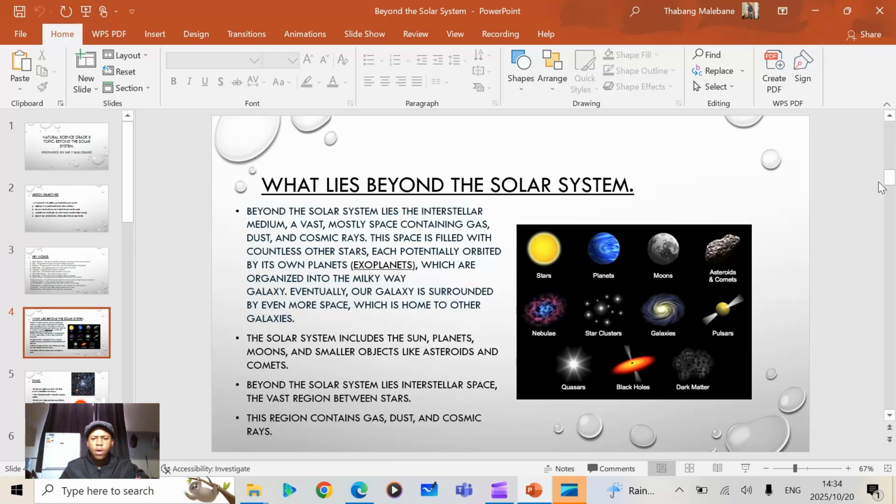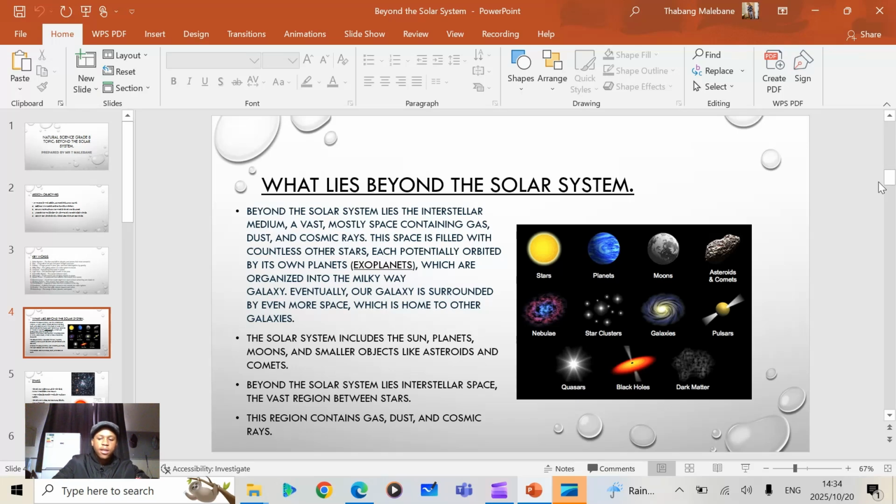Actually, what lies beyond our solar system? Beyond the solar system lies the interstellar medium, a vast, empty space containing gas, dust, and cosmic rays. The space is filled with countless other stars, each potentially orbited by its own planets, exoplanets.